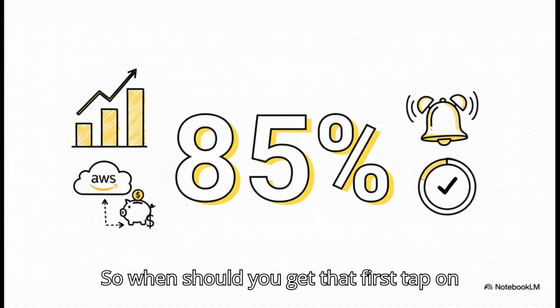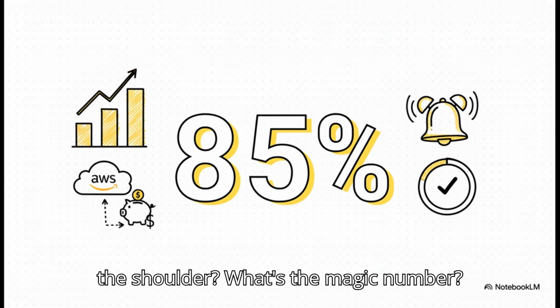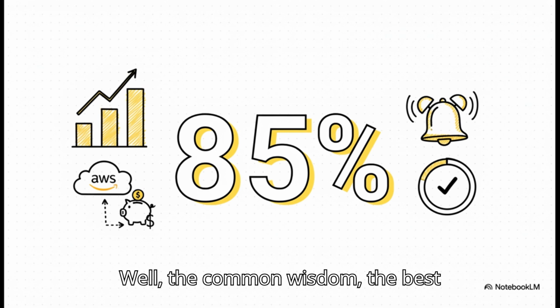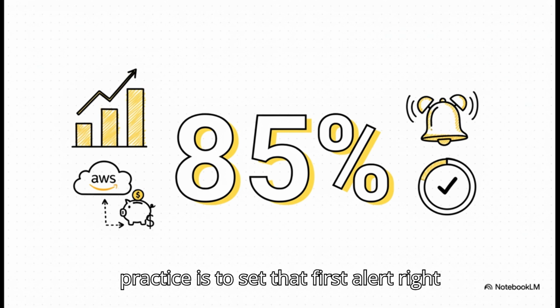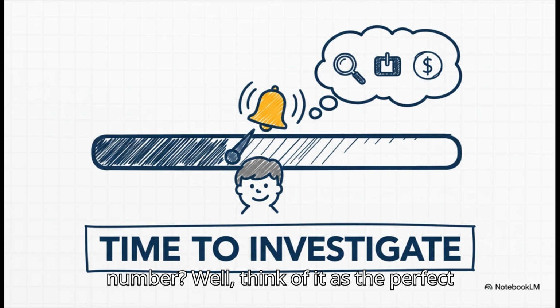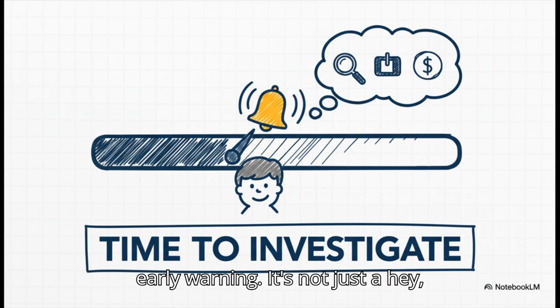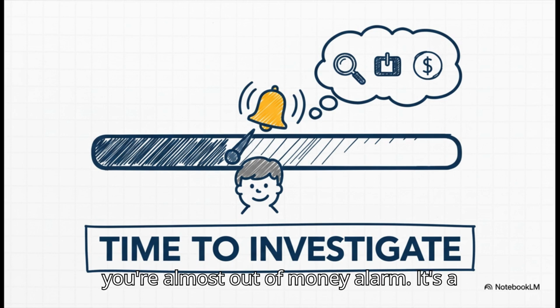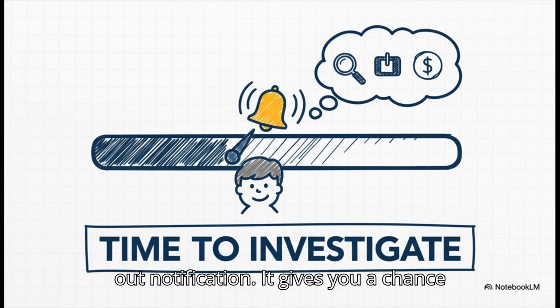So when should you get that first tap on the shoulder? What's the magic number? Well, the common wisdom, the best practice, is to set that first alert right at 85% of your budget. 85%. Why that number? Well, think of it as the perfect early warning. It's not just a, hey, you're almost out of money alarm. It's a, hey, you've got some time to figure this out notification. It gives you a chance to look into what's going on and make a call.